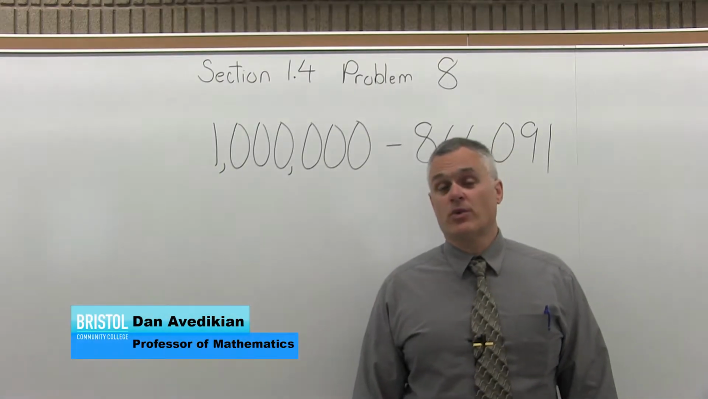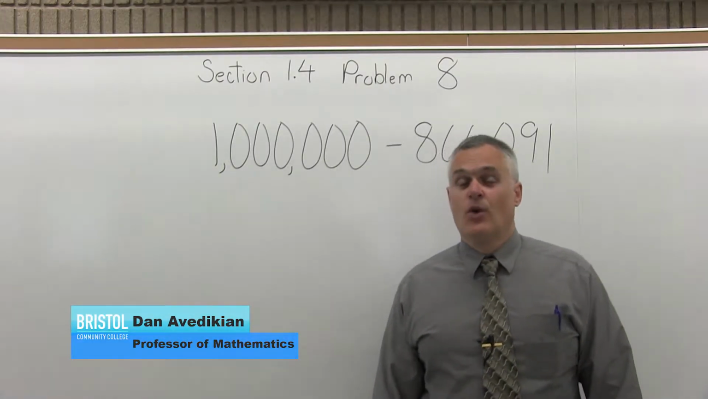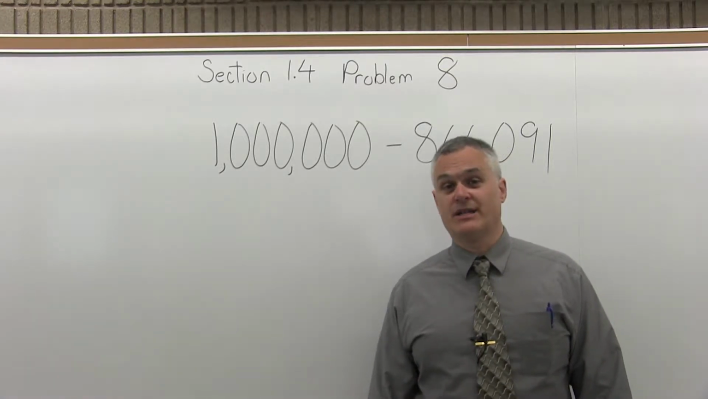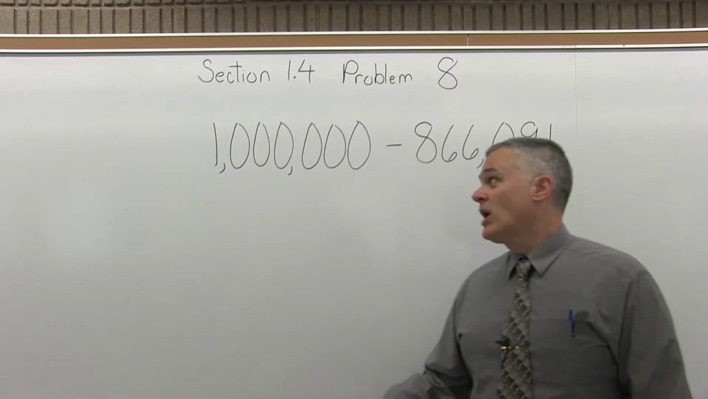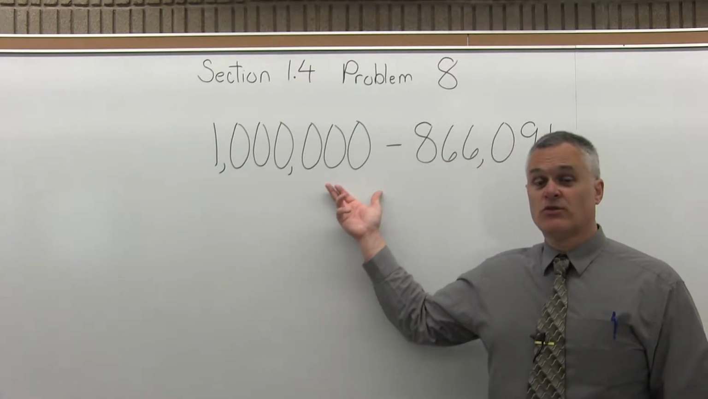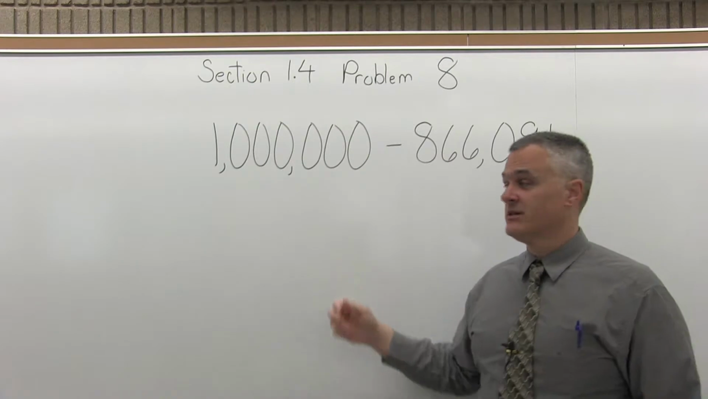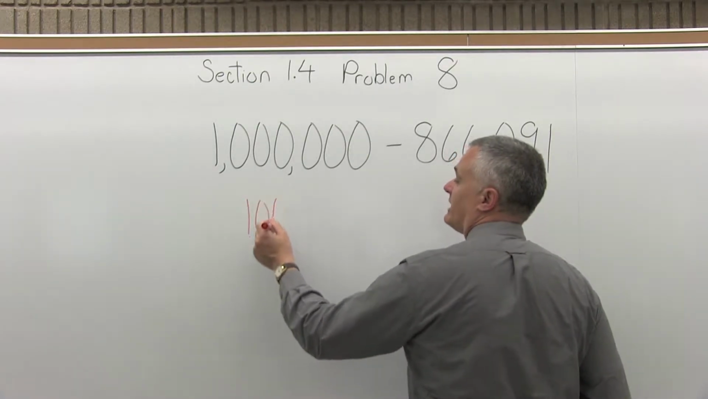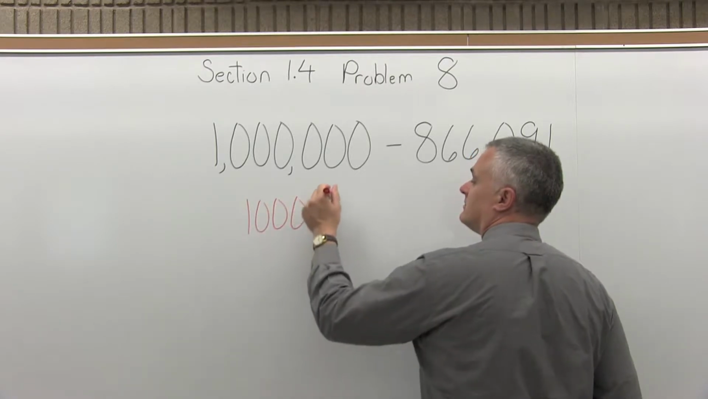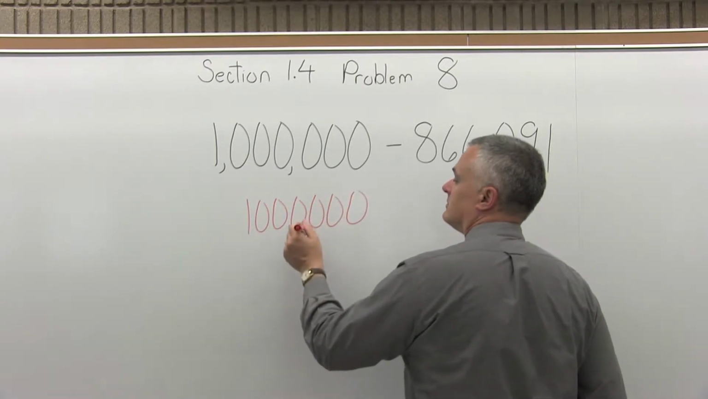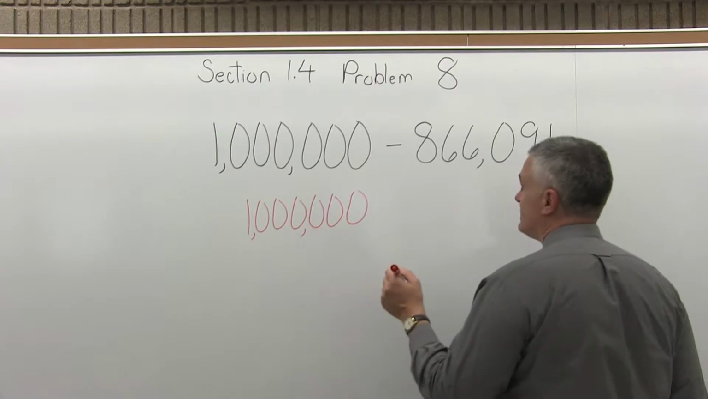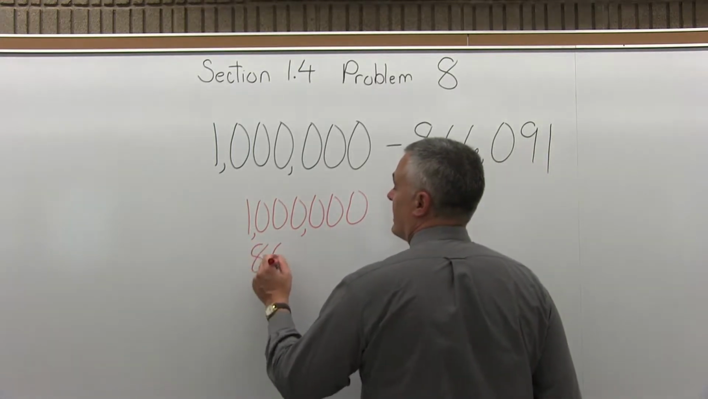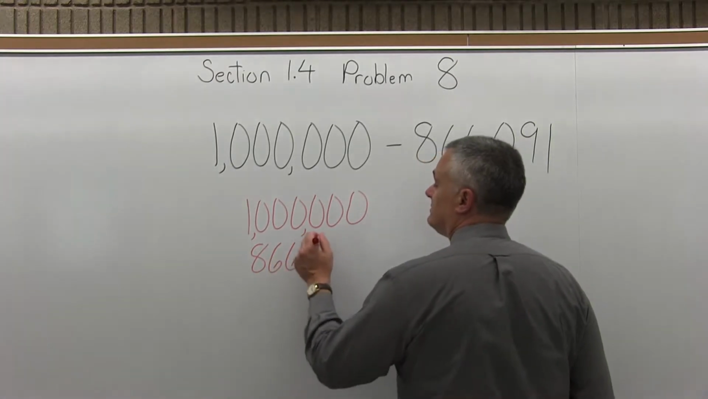This is Section 1.4, Problem 8, 1 million minus 866,091. Now the problem, the way it's presented, is written in a horizontal format, which is tough to do by hand. So I will write it vertically. The 1 million I will write as the top number, minus 866,091. I will put that underneath it, and I will line up the digits.